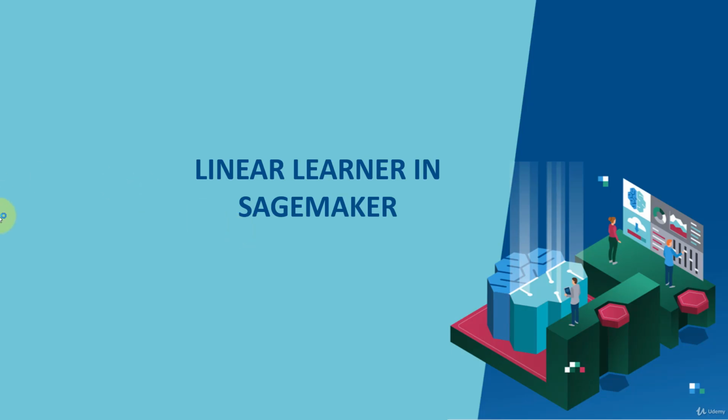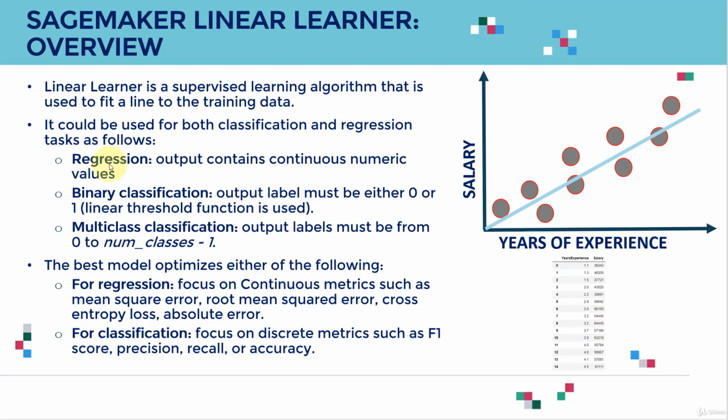So let's get started. All right, so linear learner is a supervised learning algorithm that is used to fit a straight line or a line to my training data. When I say supervised learning, that means I have input data and I have output data. So basically I have corresponding labels to each of my inputs, okay?